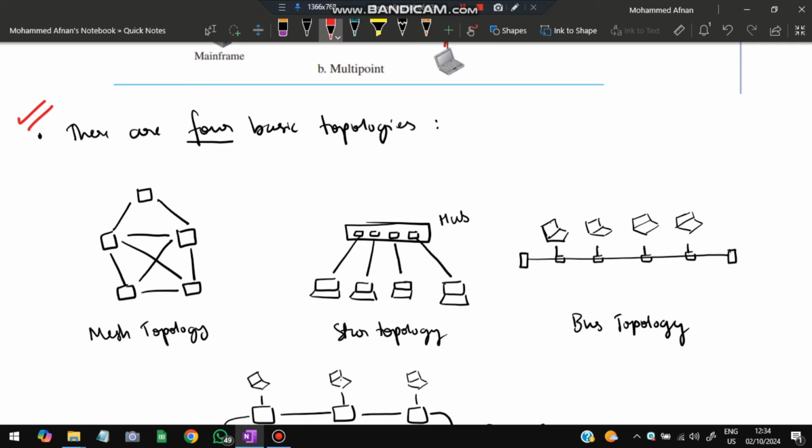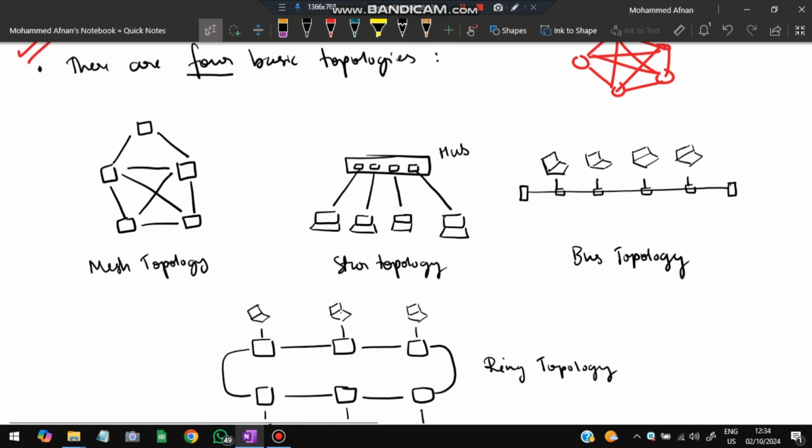What is a topology? See, I have many devices. All these devices are interconnected with each other, and all are not interconnected in the same fashion. There are different ways of interconnecting them. So we have the four ways. The first one is the mesh topology. What do you mean by mesh topology?